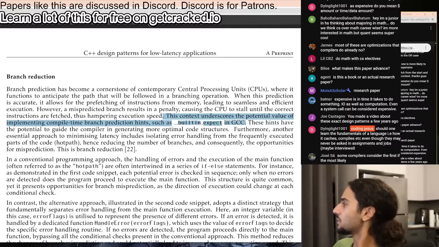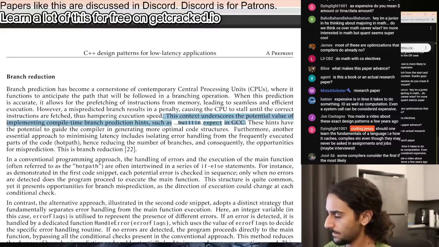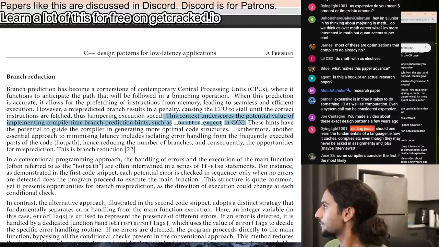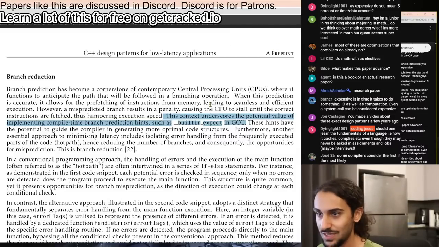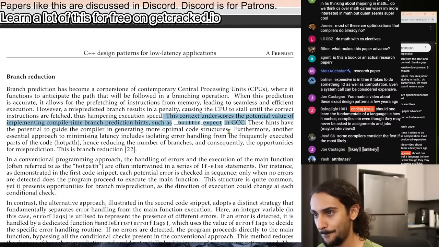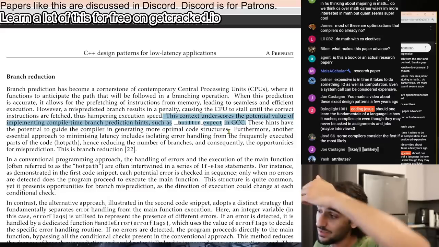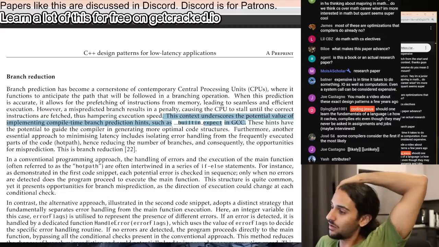What's the right word? Let me get the right word. I want to ask the question the right way. Attributes, that's the word, attributes. It introduced two attributes to help the compiler determine which branch is going to be most likely. What are those attributes? Okay, before I even finish the question, we got Joe here.